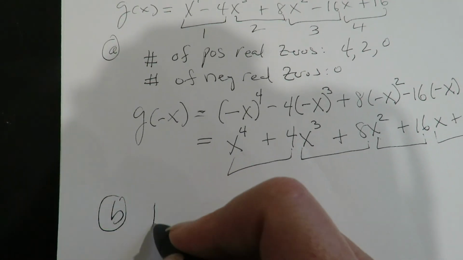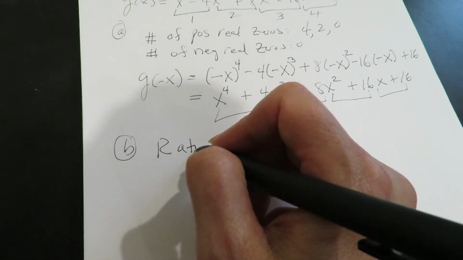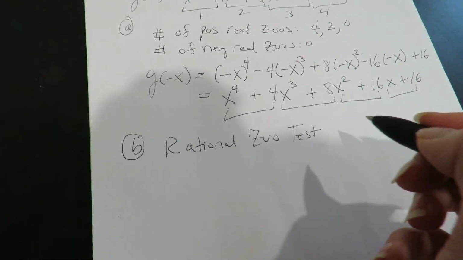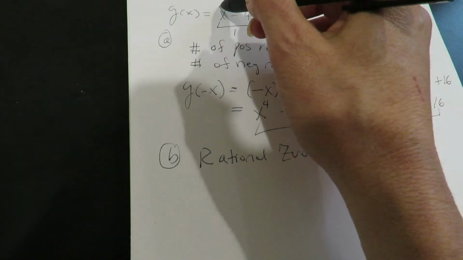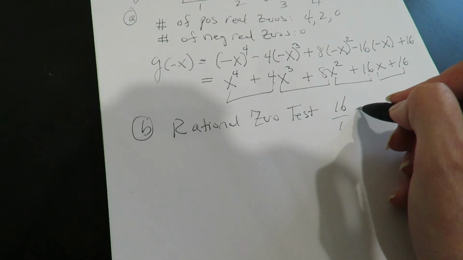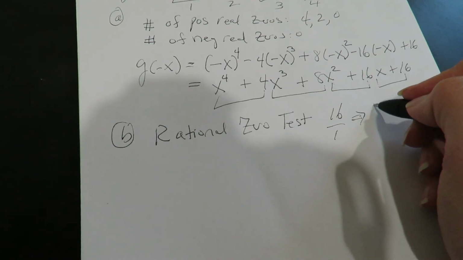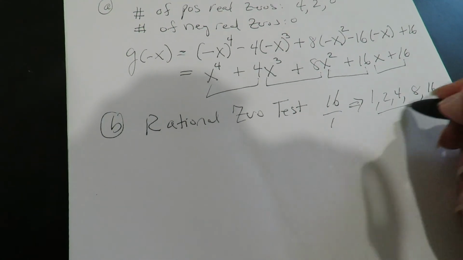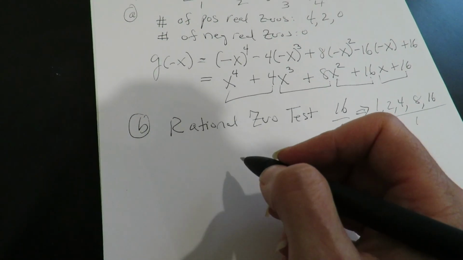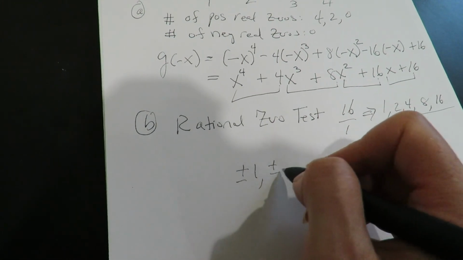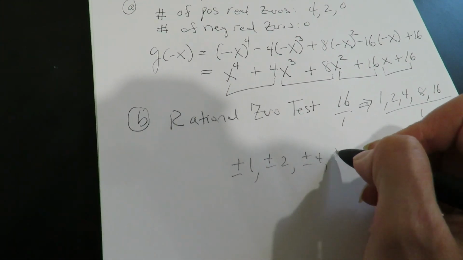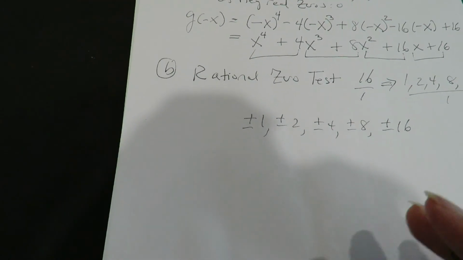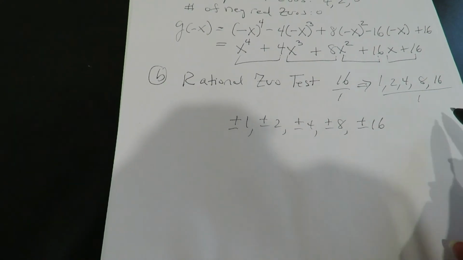Okay, now the rational zero test. That's when you take the constant over the leading coefficient. You write out all the factors. Okay, and then technically you're supposed to do plus or minus all of those combinations.